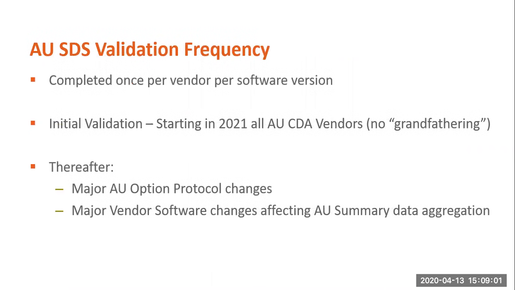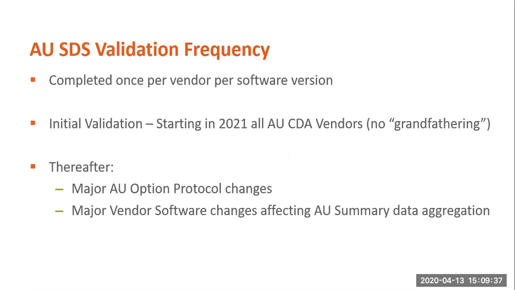So one of the most frequently asked questions we get from all of you about this initiative is how often to validate. The AUSDS validation process is expected to be completed once per vendor per software version. So starting in 2021, all vendors creating AU CDA files will need to have successfully passed the initial AUSDS validation in order for their 2021 AU CDA files to be either manually uploaded or imported via direct into NHSN. No vendors will be grandfathered in.